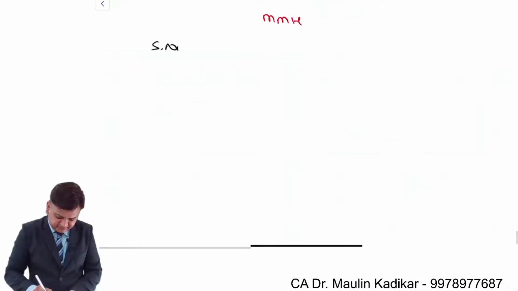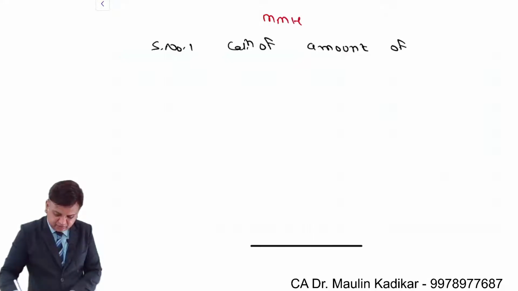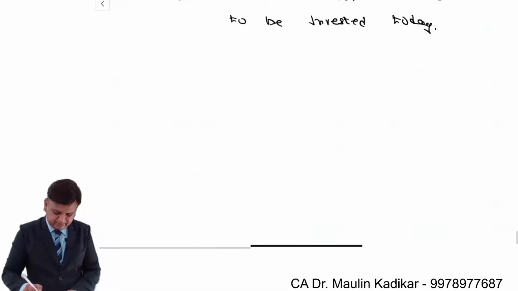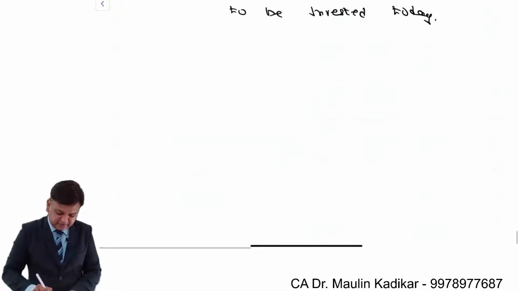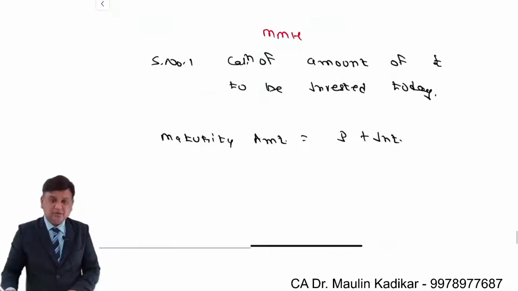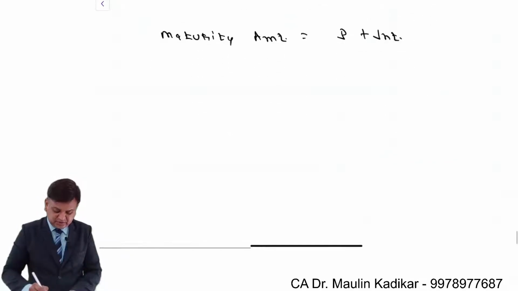Step number 1: calculation of the amount of pound to be invested today. So we understand maturity amount is equal to principal plus interest. We should have the maturity amount of the deposit as 3,42,000 pound.